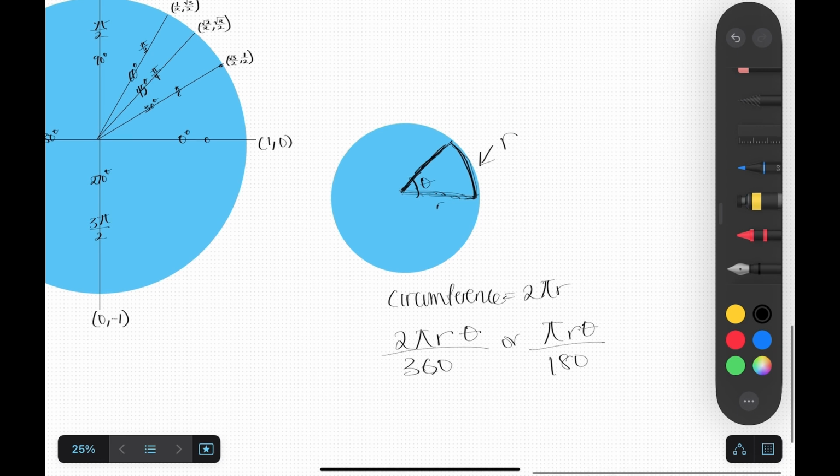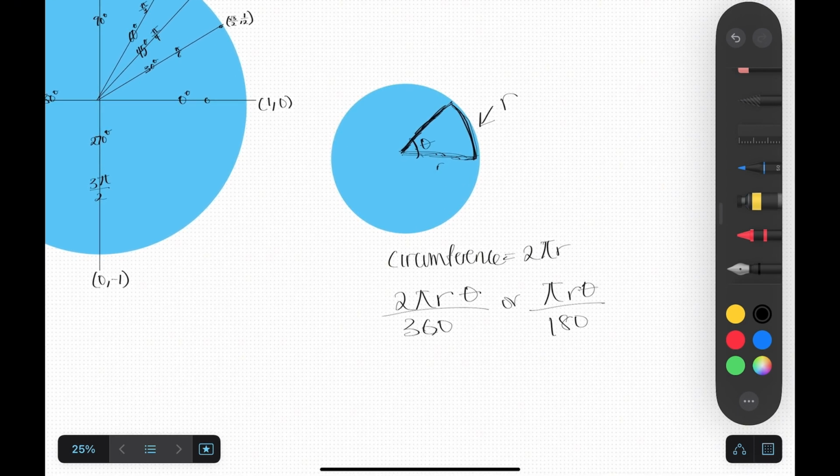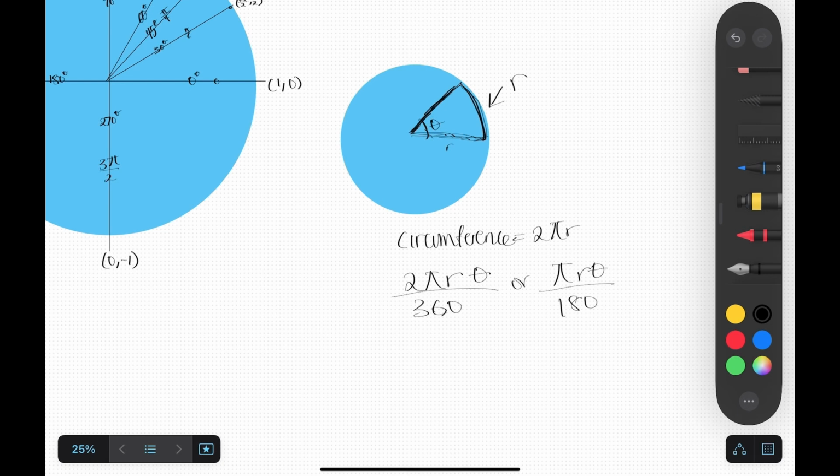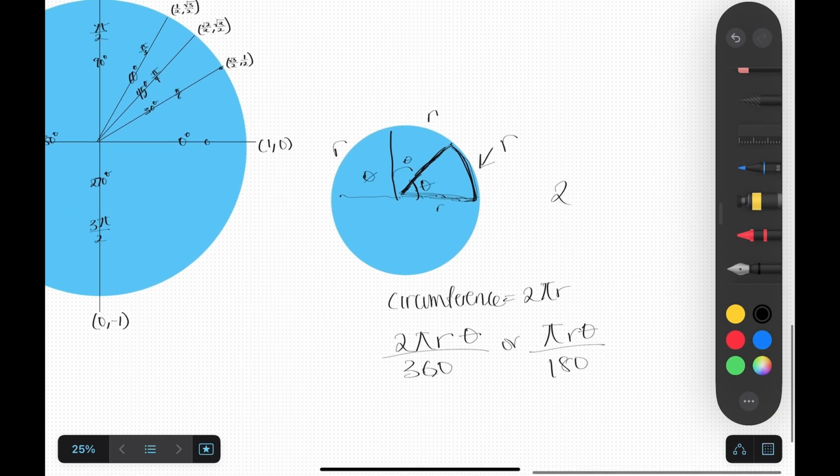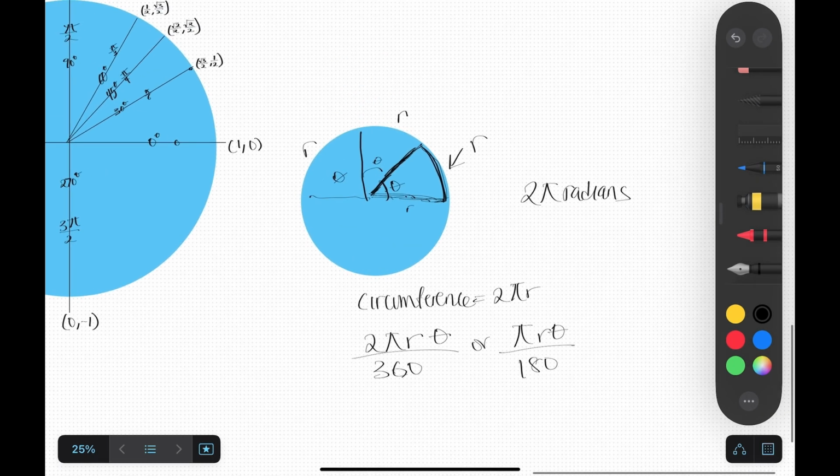Well, knowing that the circumference is 2 pi r, we'd only be able to fit 2 pi sectors into the circle, and therefore 2 pi of the angle that created the arc length of the length of the radius. This angle that creates a sector with an arc length of the radius is 1 radian. Therefore, 2 pi radians is equal to 360 degrees.